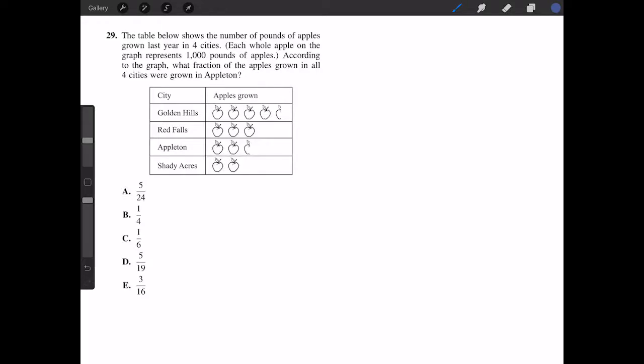For problem 29, the table below shows the number of pounds of apples grown last year in 4 cities. Each whole apple on the graph represents 1,000 pounds of apples. According to the graph, what fraction of the apples grown in all 4 cities were grown in Appleton?